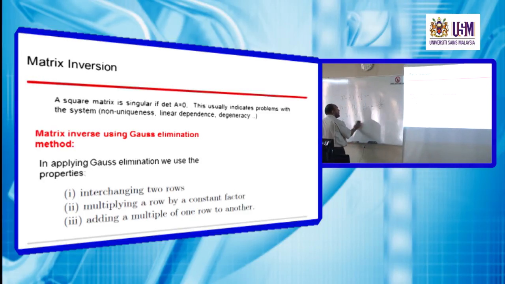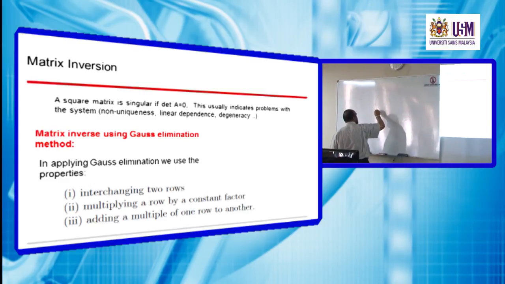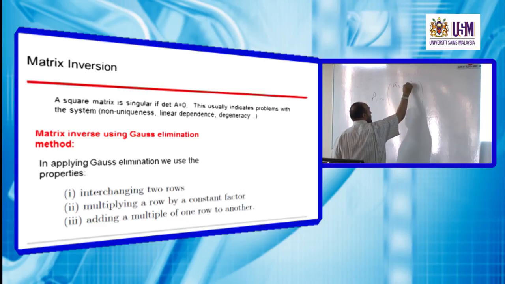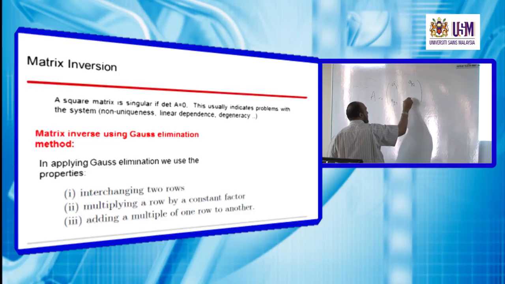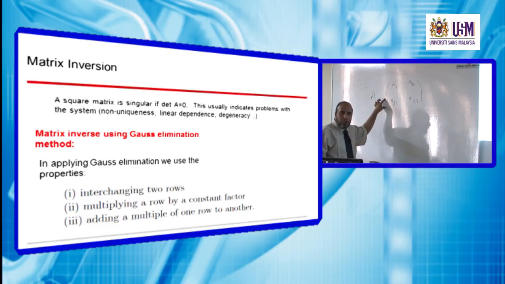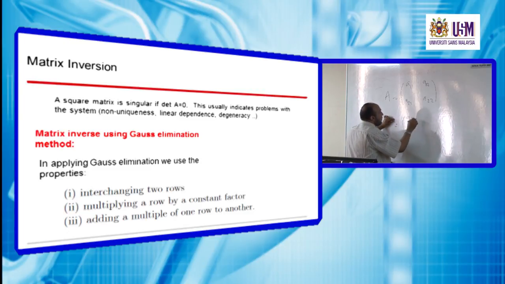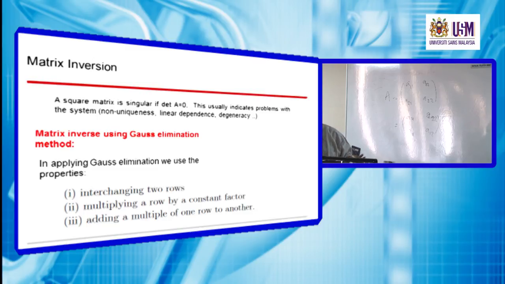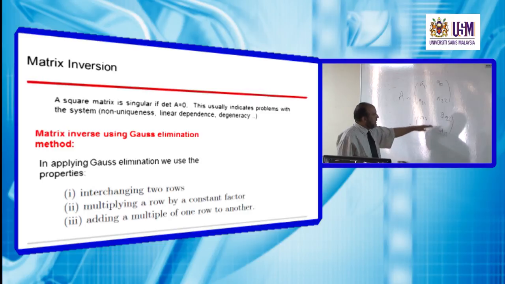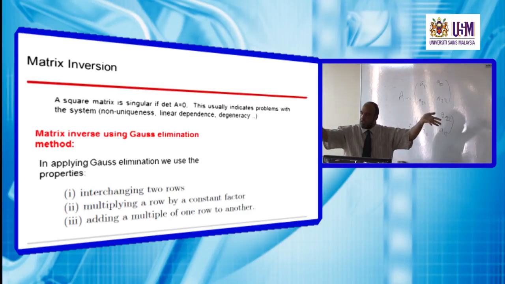Suppose I have a matrix in this form. I can interchange the two rows in this form, without changing the determinant or the size of the matrix. The matrix itself remains the same. So I change the rows and the system of linear algebraic equations is kept the same.